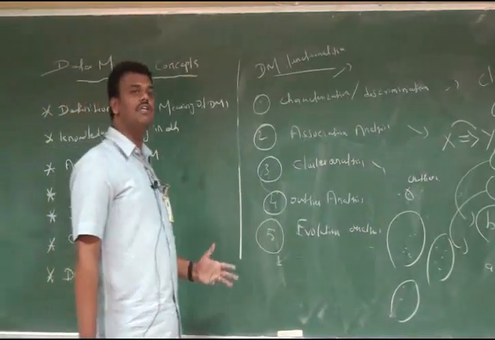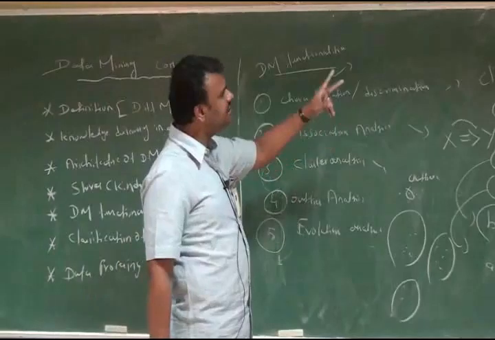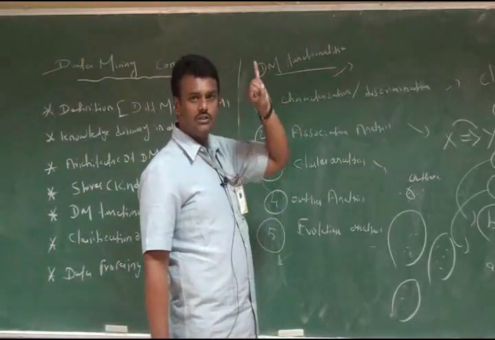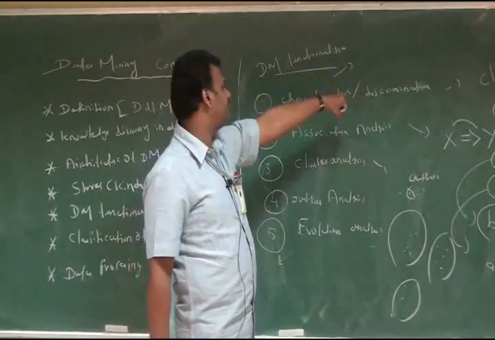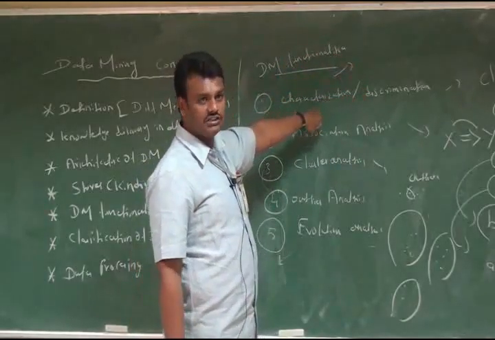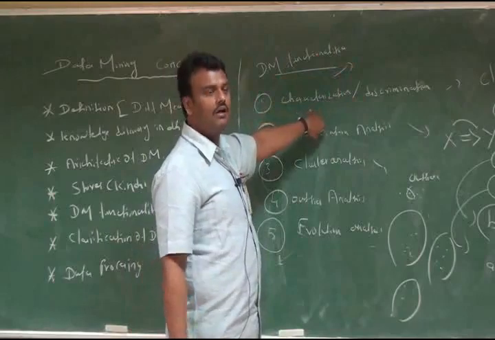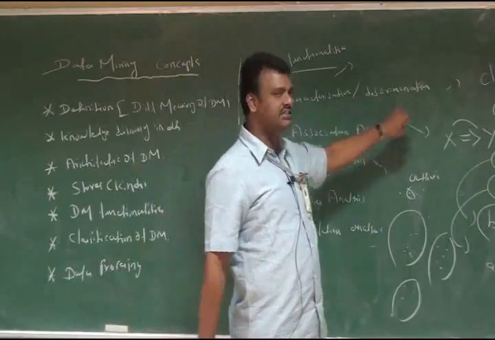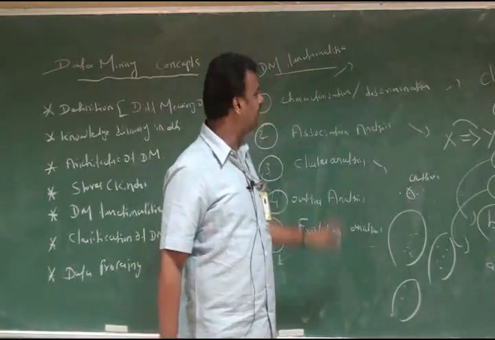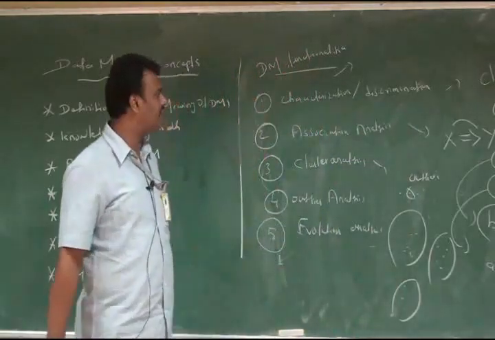The first one is the class or concept description. The class or concept description can be described via characterization, discrimination, or both. What do you mean by characterization? We are going to summarize the target class of the data, or the general characteristics of the data. Then discrimination: we are going to compare the target class with one or more comparative classes.